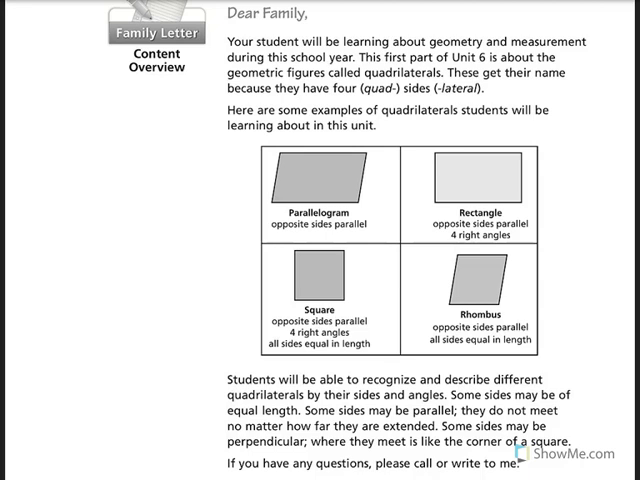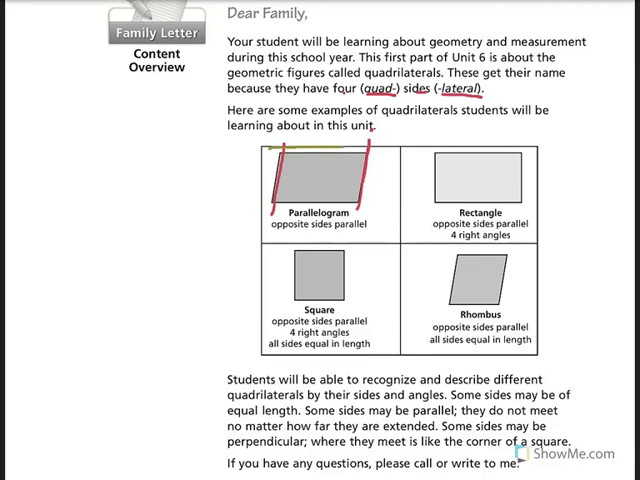This is the little parent letter. It says you're going to be learning about geometry and measurement. In the first part, we're learning about quadrilaterals, and quad, just like in quarter, means four, and lateral means side. So quadrilateral means four-sided shapes. Specifically, we're going to focus on parallelograms, which means the opposite sides are parallel, and we'll get into that in a little bit.